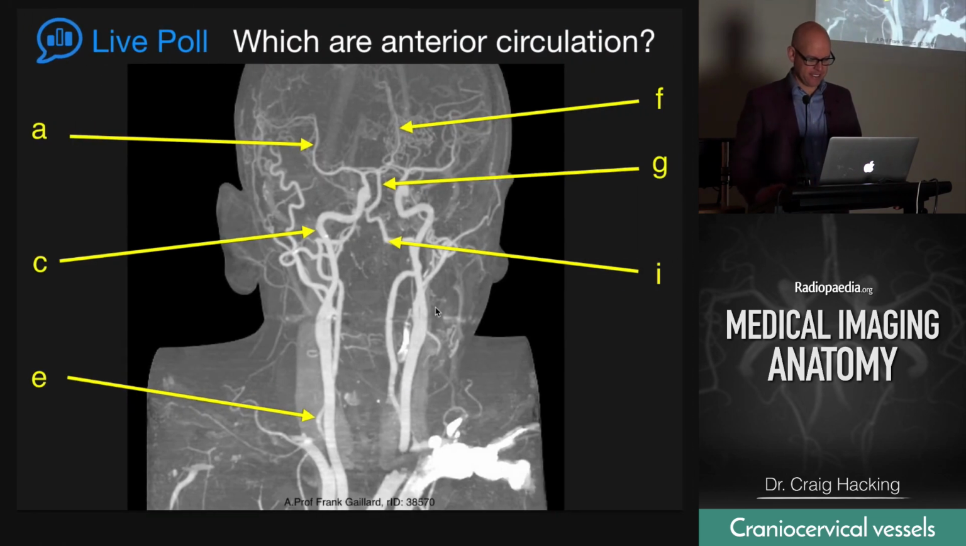Okay, A is one of the M2 branches of the MCA, so yes. C, this is the ICA, just about to go through the carotid canal here, so yep, that's anterior circulation. E is not, this is the vertebral artery. You can see it coming up here, vertebral artery. That makes G the basilar artery, so G is certainly not. F is a branch of the ACA, so that's anterior circulation. G, no, basilar. And I is the left vertebral artery, so three of those are anterior circulation.